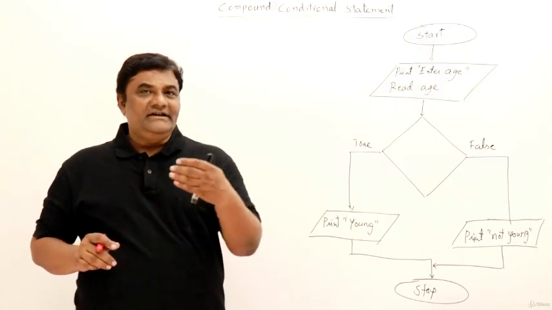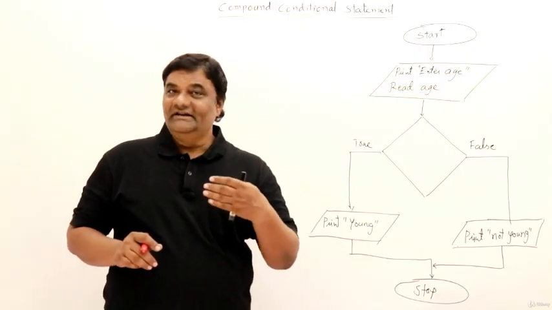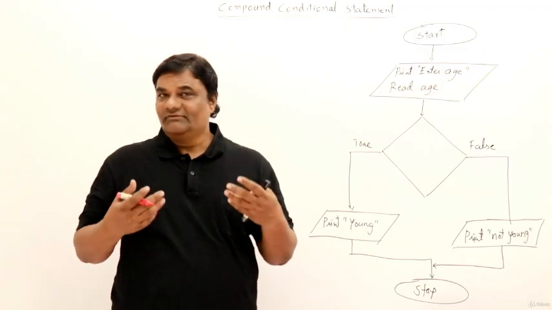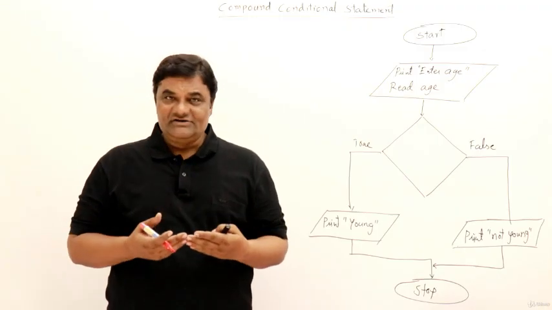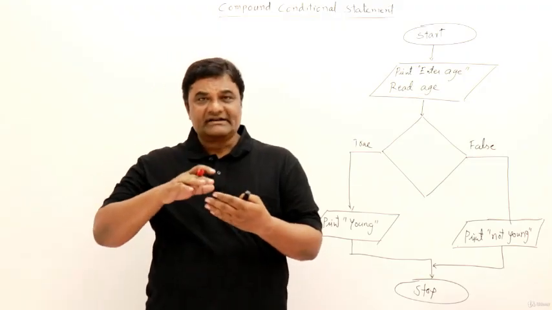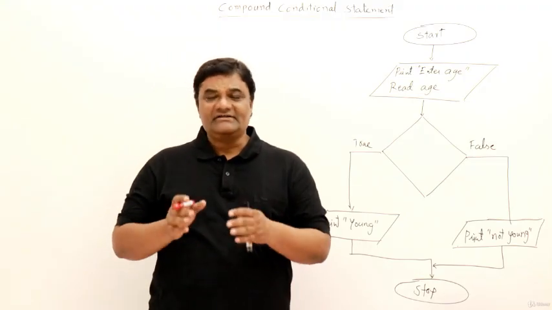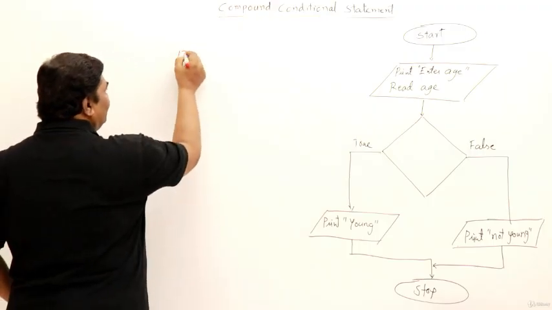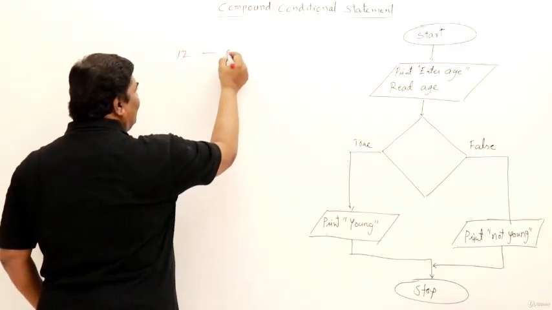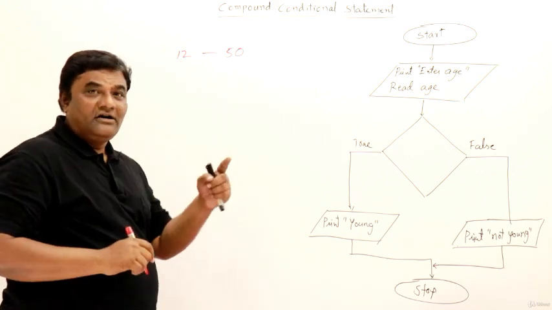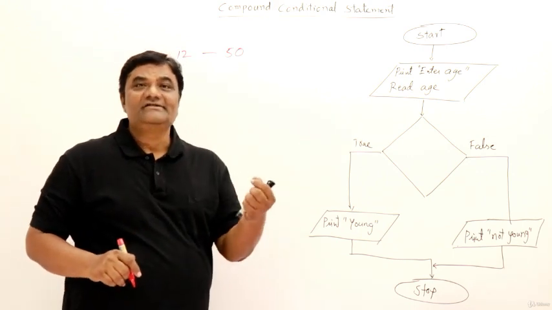Suppose I want to take the age of a person and find out whether he is young or not young. Suppose I am the program, then what is the input? I should know your age. Then looking at an age, I should say that you are young. So what is the condition? What age is young age? Let us say young age starts from 12 and the last is 50. Before 12 is a child, and more than 50, let us say he is an old person.